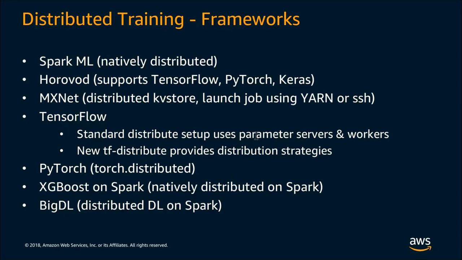MXNet leverages a distributed key value store to hide the complexity of data synchronization. MXNet can launch distributed training jobs on a cluster using Yarn or SSH. Using Yarn is simpler because Yarn is already available on EMR. PyTorch also has a package for distributed training. XGBoost on Spark is already distributed because Spark is distributed. So there's no actual setup for it. And BigDL is also a distributed deep learning framework on Spark. So it's distributed as well with no actual setup.